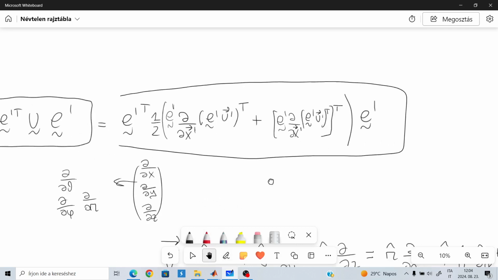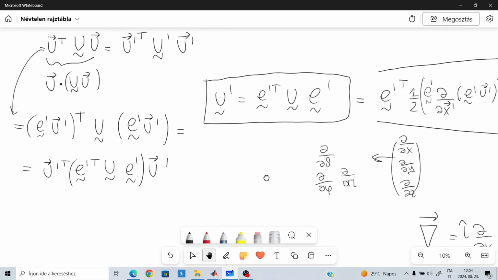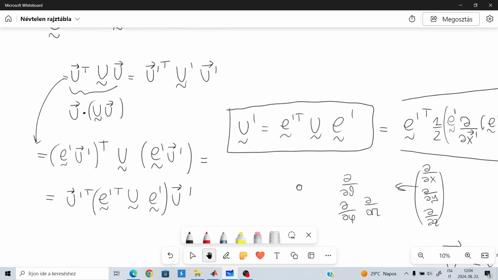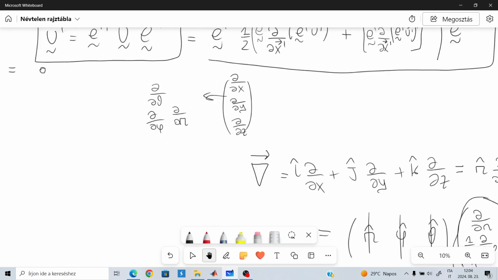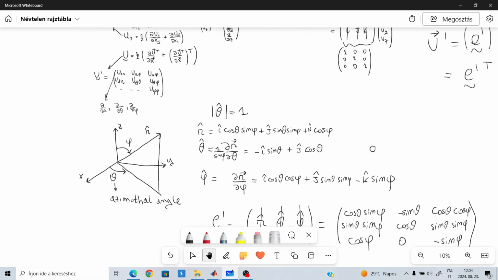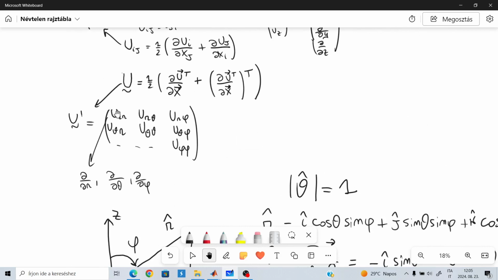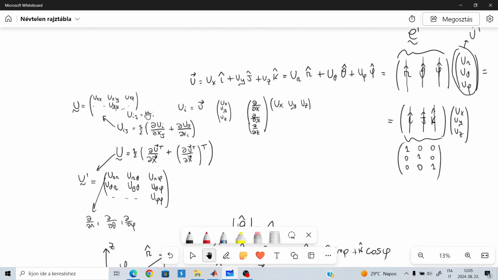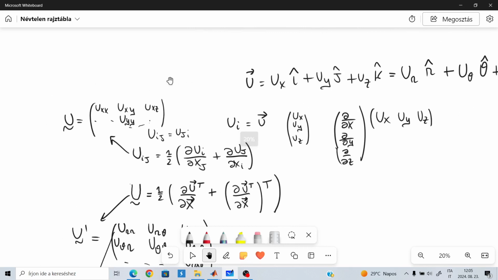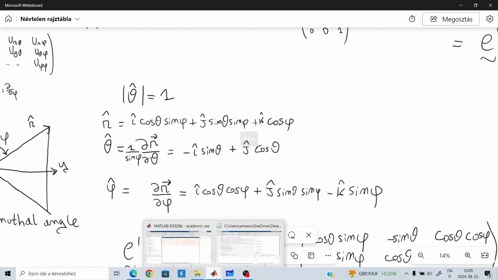So remember that this expression is equal to u tilde prime. u tilde prime is the matrix containing the components of the strain tensor in the spherical coordinate system. So it contains urr, ur theta, ur phi, and you can see the components written here. Whereas u tilde contains the components written with respect to the Cartesian coordinate system, so you have uxx, uxy, and so on. Now let's go to Matlab.